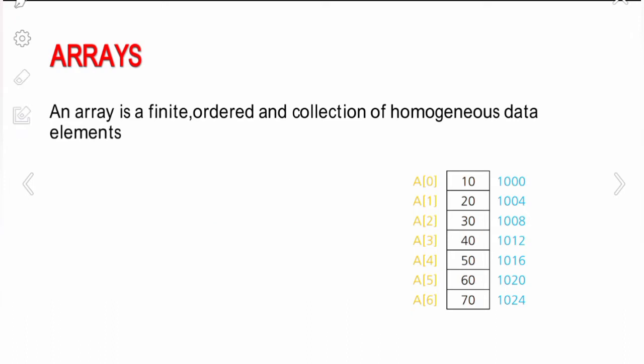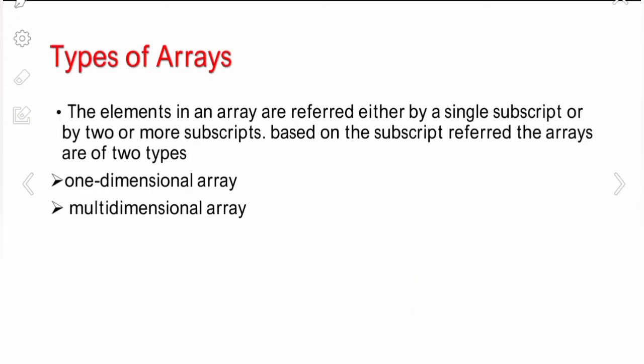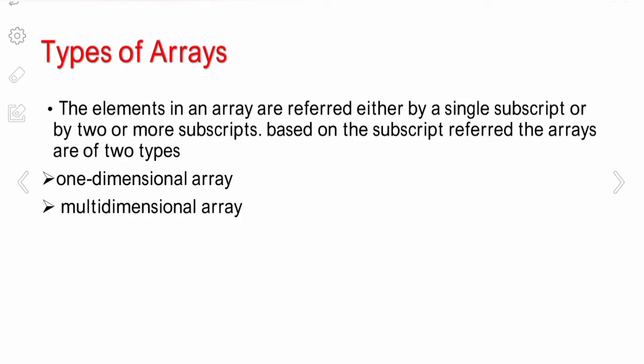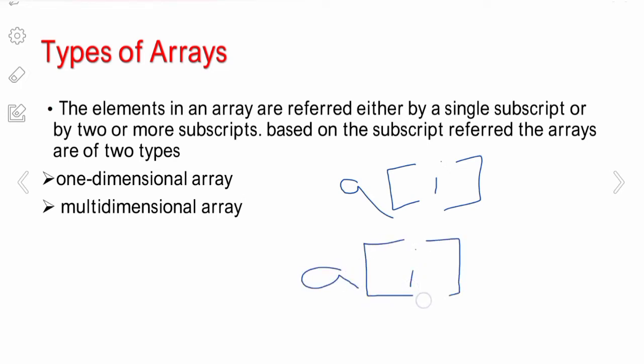Now let us see what the different types of arrays are. The elements in an array are referred to either by a single subscript or by two or more subscripts. In the case of the one-dimensional array, we represent the array with a single subscript, that is a of I. In the case of the multi-dimensional array, we represent the array with two or more subscripts.